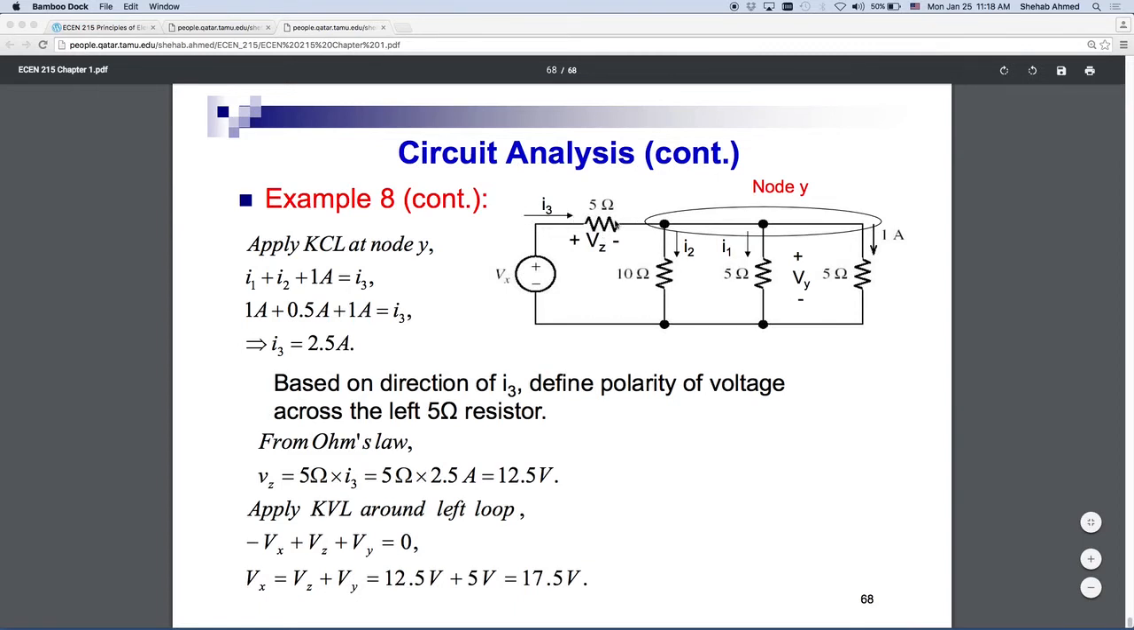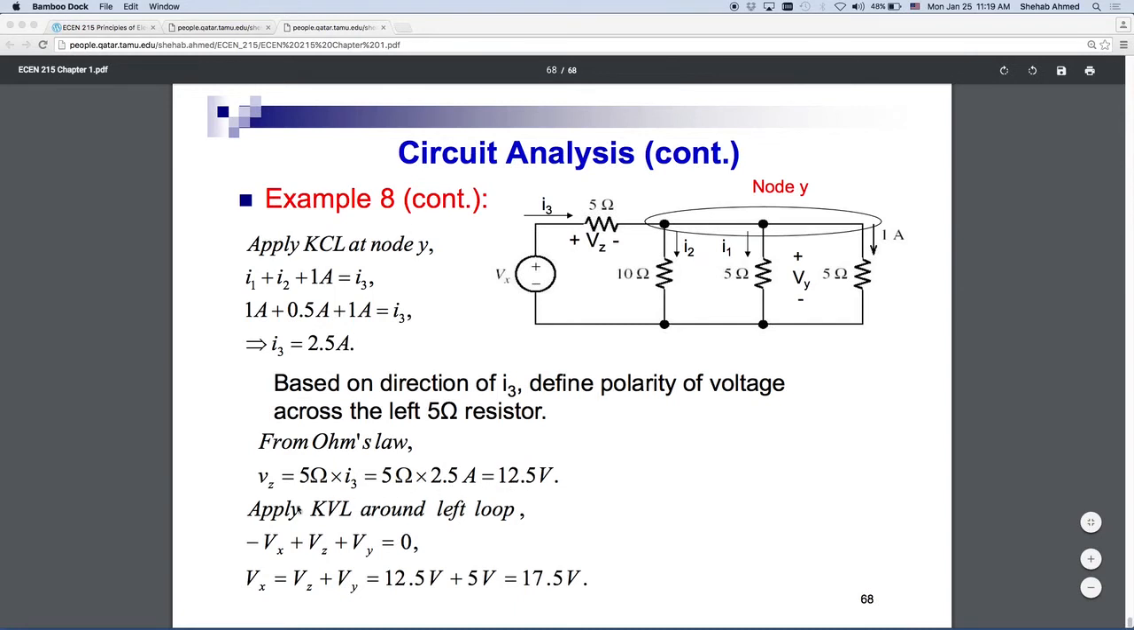Since I3 is in this direction and this is a resistor, it's easy for us to define the polarity across this resistive load. Current is coming into the positive terminal, so we put the positive terminal here, negative terminal here. Now we can go around any of these loops, this loop, this loop, this big loop, whatever we want. Based on the direction of I3, we define the polarity of voltage across the 5 ohm resistor. From Ohm's law, I know I3 is equal to 2.5, so the voltage is equal to 12.5 volts.